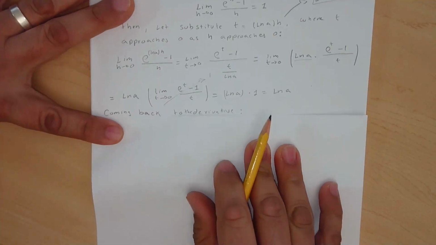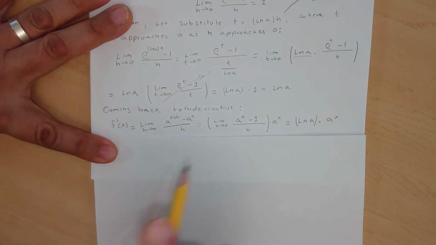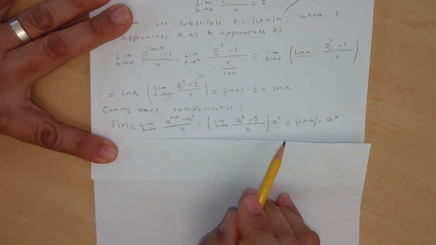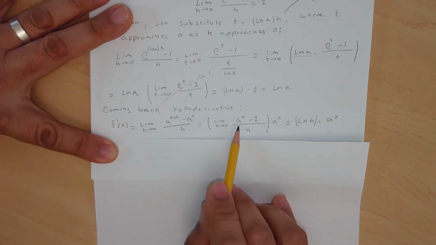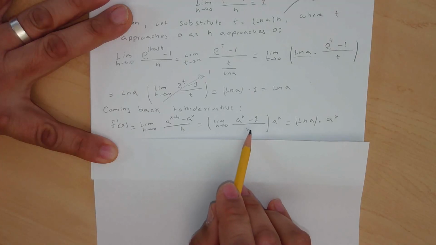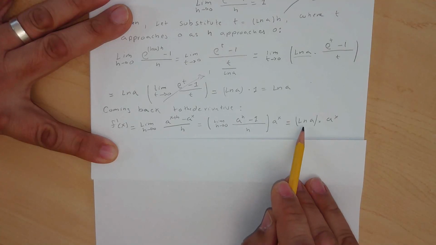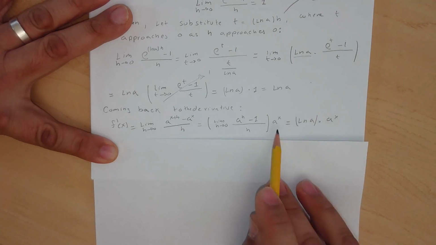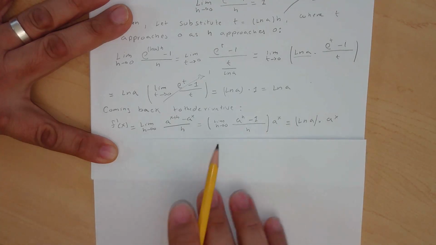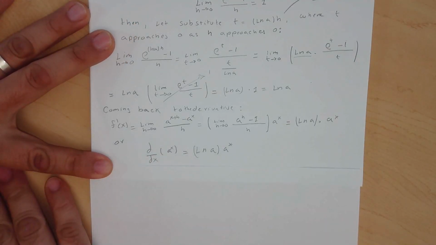So coming back to the derivative, we have this, right? Remember that we moved this a to the x outside of the limit, but we didn't know what this limit was. Then we did the substitution, and now we know that the logarithm of a times a to the x will be the result for the derivative, or in other words, we can have basically this form directly. This is a shortcut for the derivative.